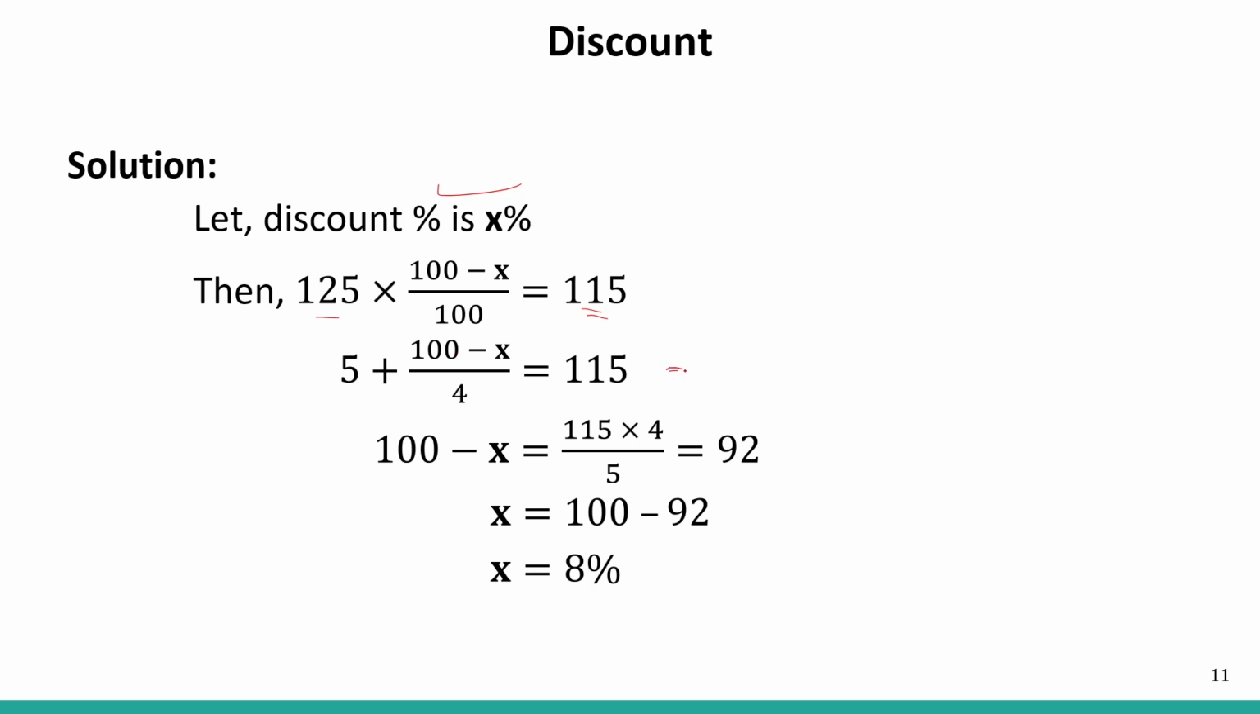What we are left with is, so 115 into 4 minus 20 is equal to 100 minus x. So this implies that 460 minus 20 is equal to 100 minus x. So this implies that x will be equal to what? 100 minus 92 is equal to 8%. Okay. So 8% will be the correct answer.